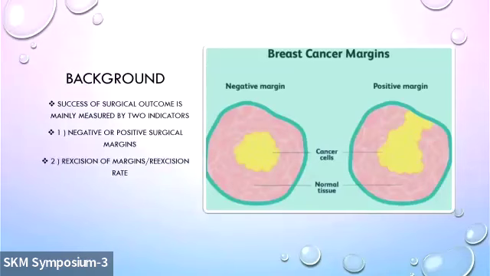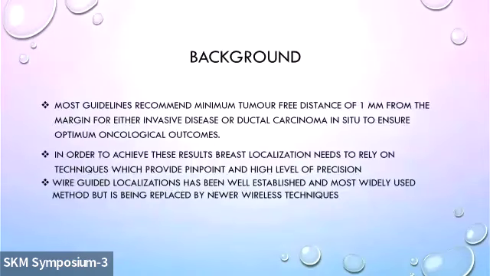Keeping this fact in mind, we need localization techniques which help the surgeons to pinpoint the area of cancer so that we have more negative margin surgeries than positive margins. Most guidelines recommend there should be a minimum tumor-free distance of 1 millimeter from the margin for either invasive disease or ductal carcinoma in situ to ensure optimum oncological outcomes.